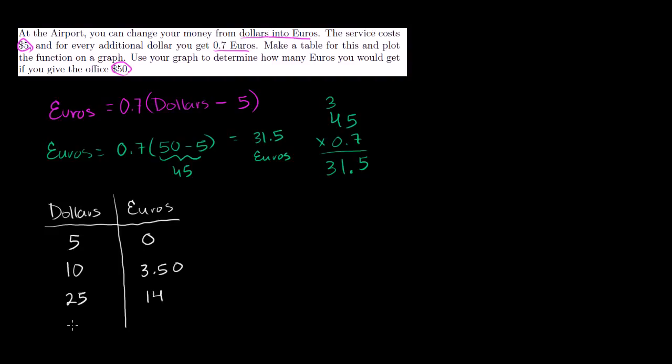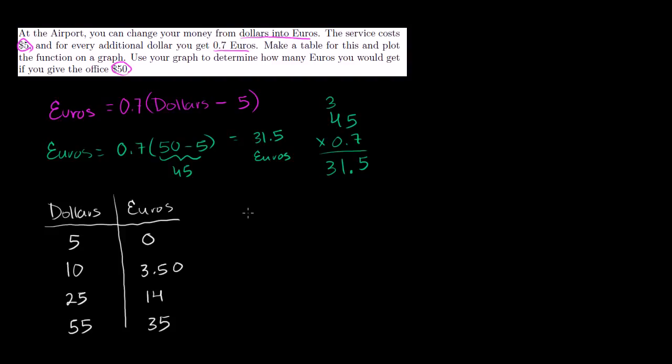And I'll do one more value. Let's say you gave them $55. And this makes the math easy, because then you subtract that 5 out. 55 minus 5 is 50, times 0.7 is 35. Wait, is that right? Yep, that's right. You'll get 35 euros, I should say. These are all euros. I keep wanting to say dollars.